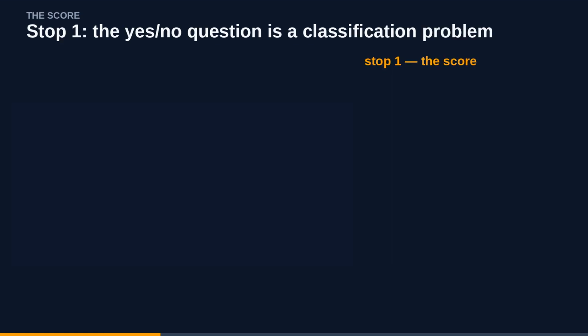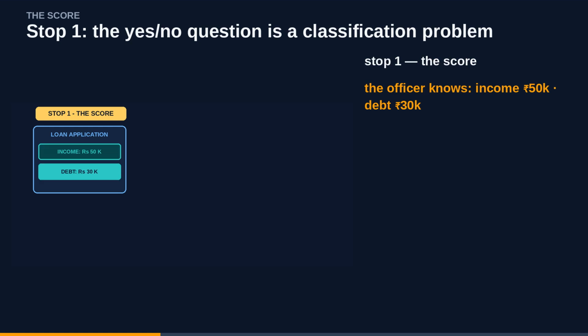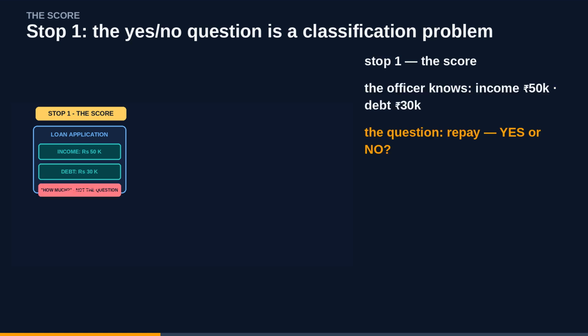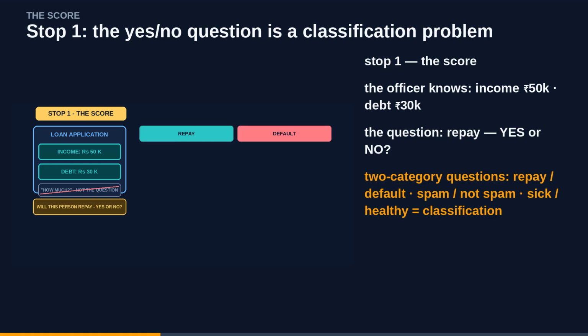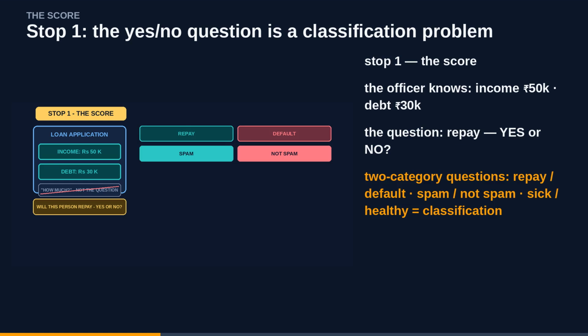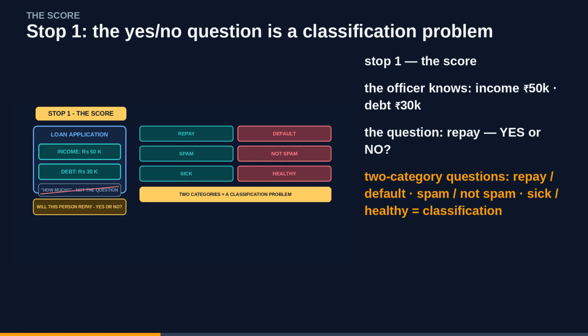Stop 1, the score, but first the question it must answer. Picture a bank officer with a loan application on her desk. She knows 2 facts about the applicant: monthly income 50,000 and existing debt 30,000. Her question is not how much of anything. Her question is, will this person repay, yes or no? A question whose answer is one of 2 categories is a new kind of problem: repay or default, spam or not spam, sick or healthy. Any question shaped like that is called a classification problem.